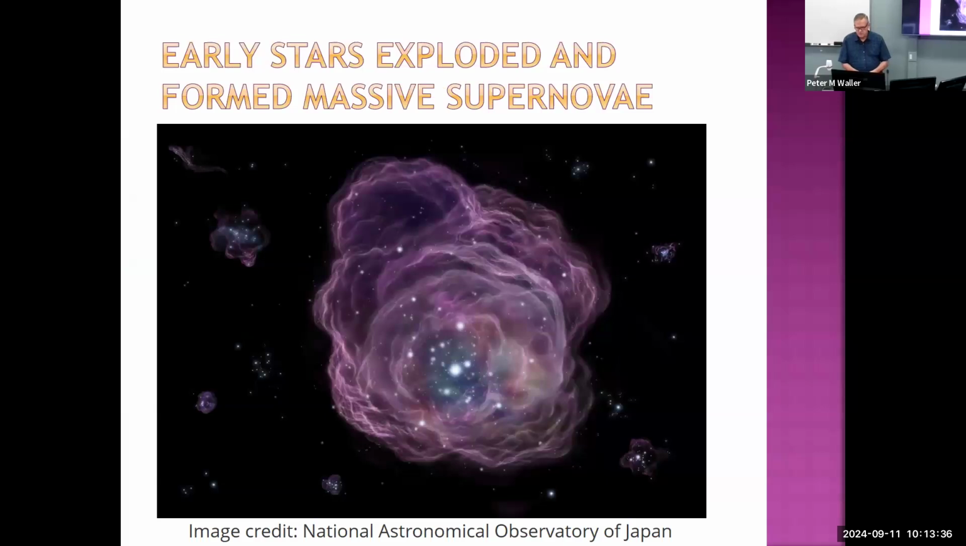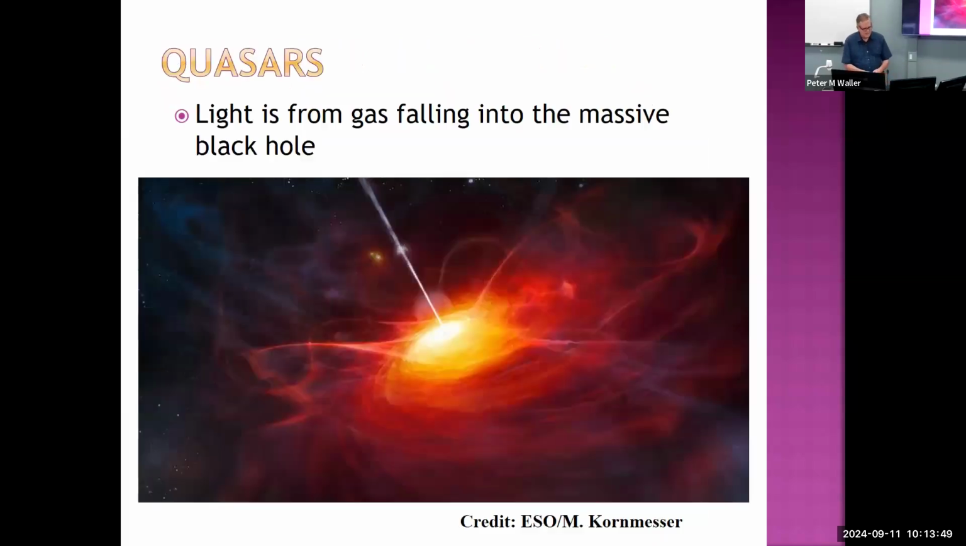Then the early stars in the universe exploded and formed massive supernovae, which then collapsed on themselves and formed massive black holes that became the centers of galaxies. Many of the black holes in the early universe form quasars, which are thousands of times brighter than the entire Milky Way. The brightness is caused by the heating of the gas falling into the black hole.